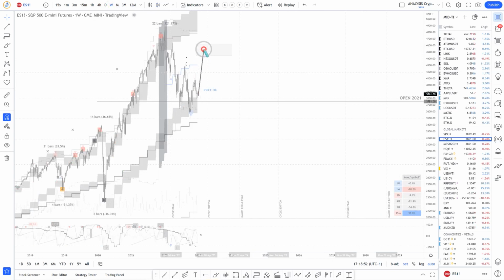If by May or April we are trading in that area, I will start to think about potentially short-term covering the portfolio for potential downside risks. I would like us to be in all-time highs by then, but that's not a guarantee.